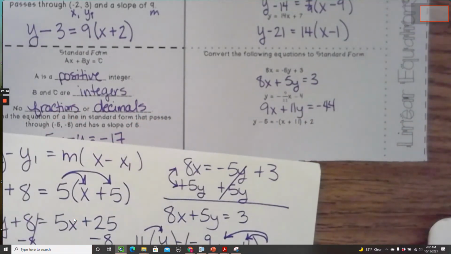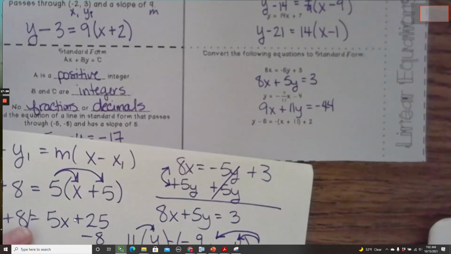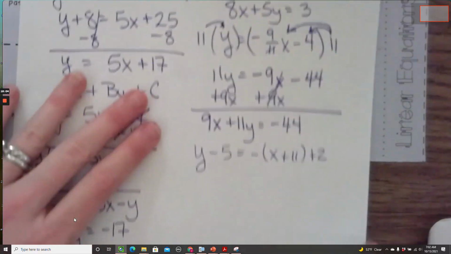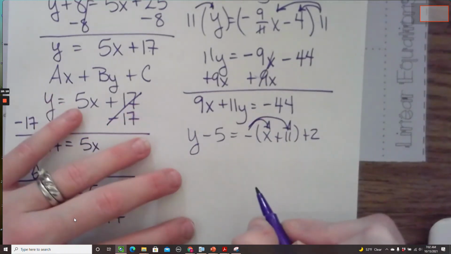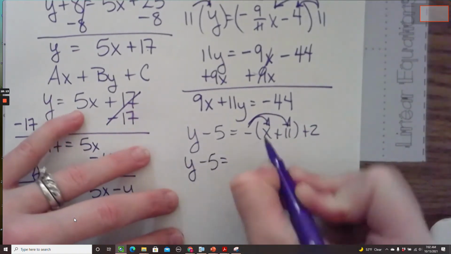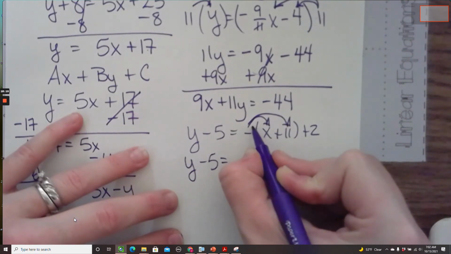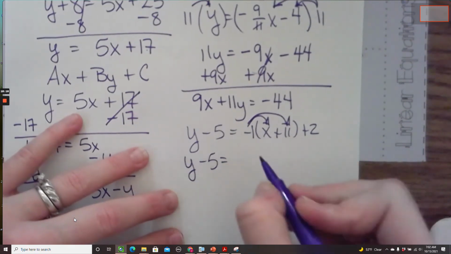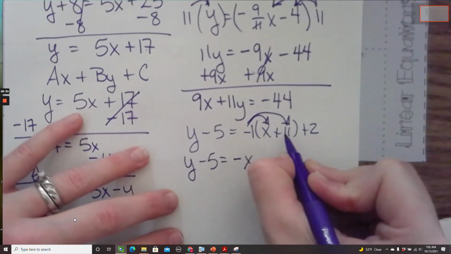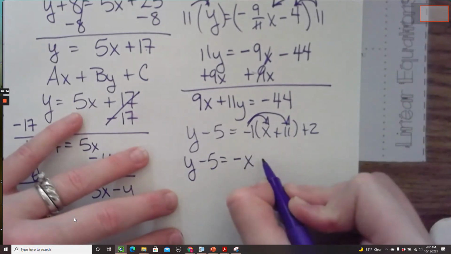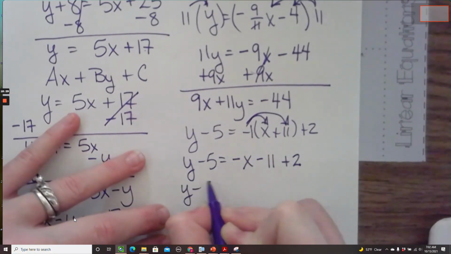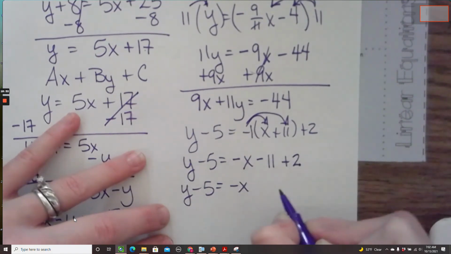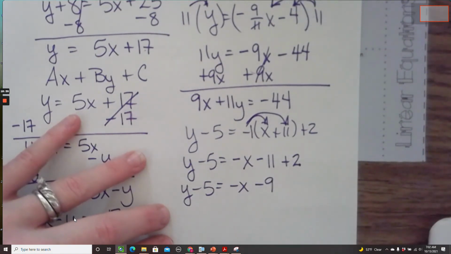All right, and the last one, let me get it written down here. Okay, so I'm going to distribute this negative, and then I'm going to start combining like terms. So y minus 5, negative, so remember, invisible math, there's an invisible 1 right here. Negative 1 times x is a negative x. Negative 1 times a positive 11 is a negative 11, and then I have this plus 2. So now I have y minus 5 equals negative x, negative 11 plus 2 is a negative 9.